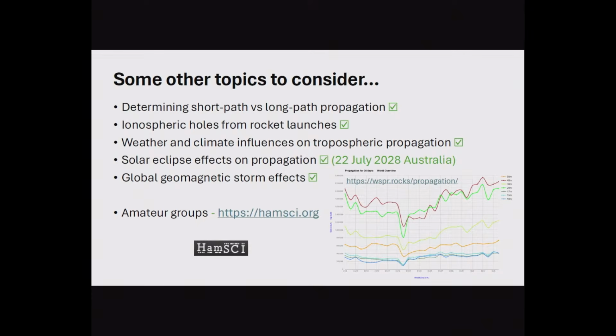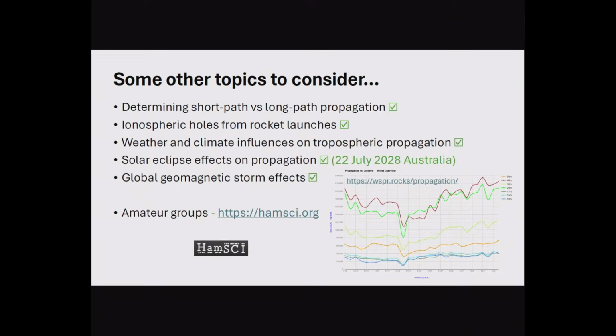Here are some other things that you can actually have a look at. In fact, I've looked at all of these. I was interested to know, how do you know when you're seeing a short path signal versus a long path? And there are some clever ways of sorting that out.